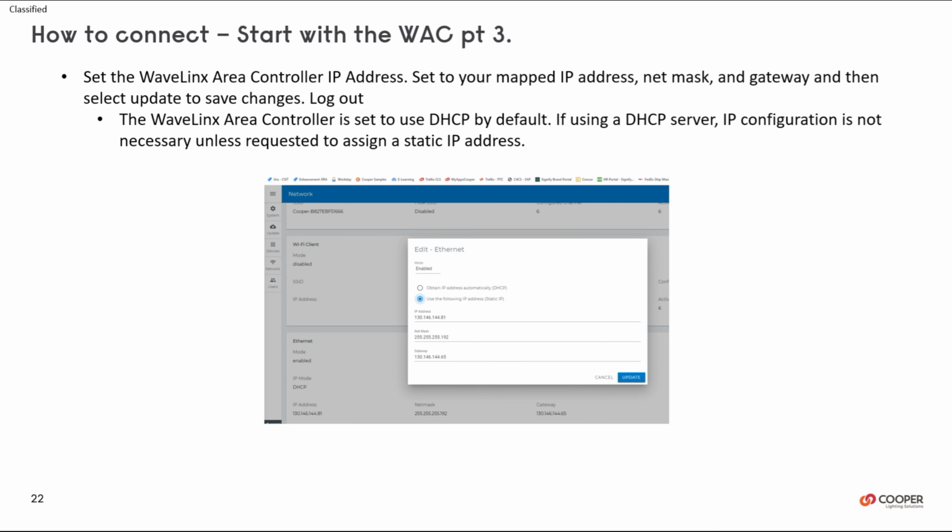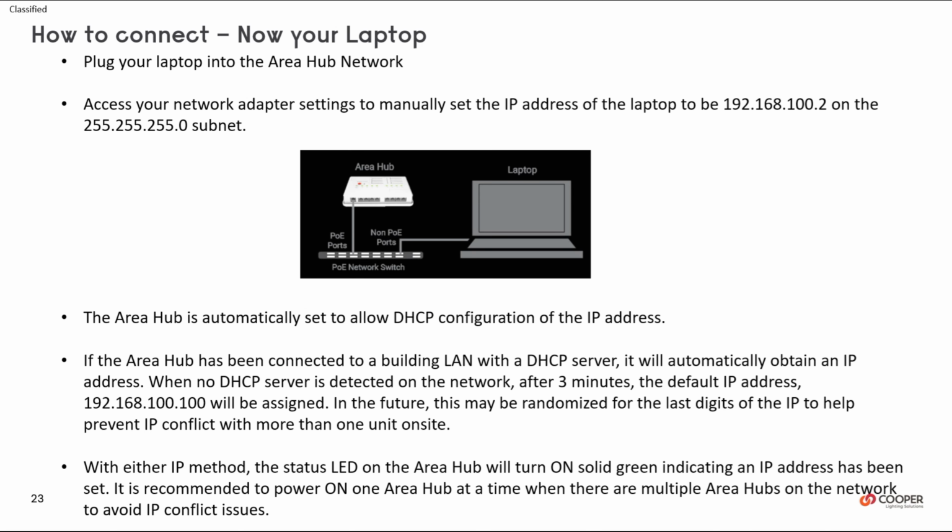You will now set the WaveLinx area controller IP address. Set it to your mapped IP address, net mask, and gateway. The WaveLinx area controller is set to DHCP by default, so if you have a DHCP server, the IP configuration step is not necessary unless you need it to be a static IP address. Now plug your laptop into the Area Hub network.